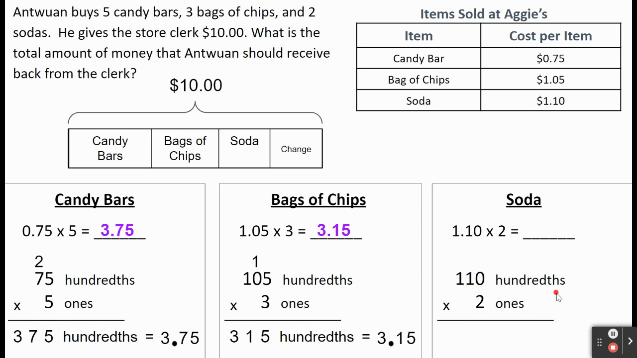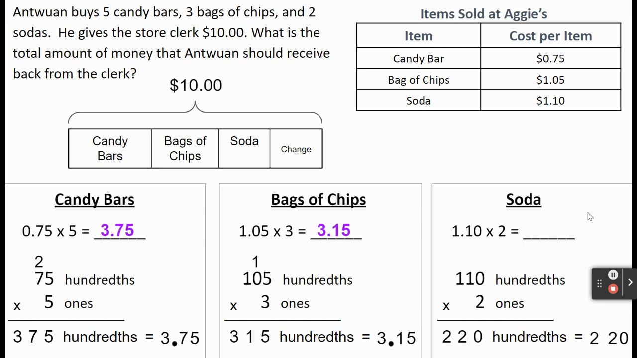Let's start by multiplying 2 times 0, which is 0. 2 times 1 is 2, and 2 times 1 is 2. We can multiply the place values, hundredths times ones, which is hundredths. Let's rewrite this number in standard form. So what we can do is we're going to place that 0 in the hundredths place. The 2 is regrouped to the tenths place, and the other 2 is regrouped to the ones place.